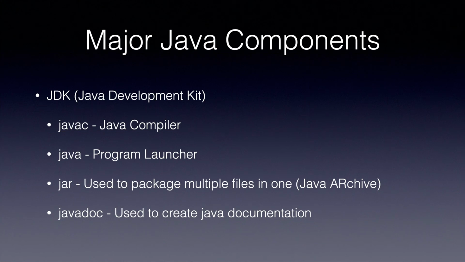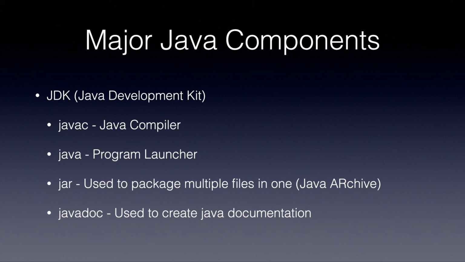Let's look into the major components of Java, and let's start with JDK. So JDK is a Java development kit. This kit has multiple programs, and we are discussing 4 of them in this slide. To start with, we have the javac program. This is used to compile the code which we write in the file. We'll see a little bit more on javac later.